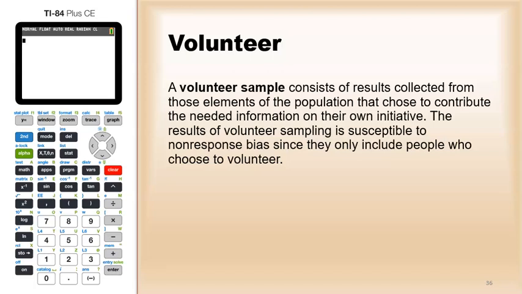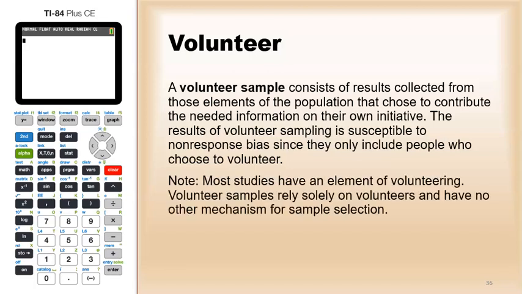However, a volunteer sample has no randomness to it. It's only relying on volunteering. So again, most studies have an element of volunteering. Volunteer samples rely solely on volunteers and have no other mechanism for sample selection.